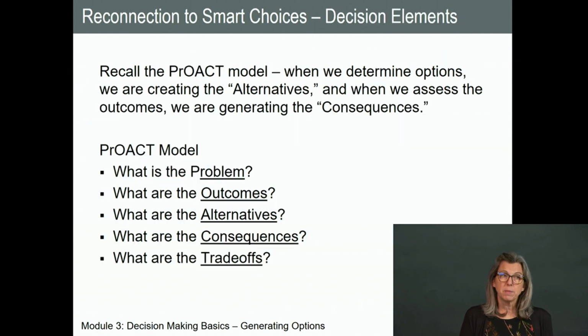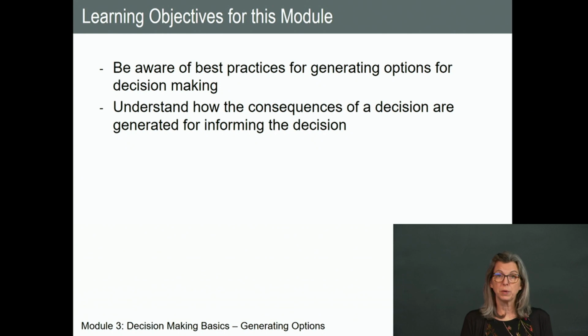Recall the PROACT model from the Smart Choices book. When we determine options, like we just talked about, we're generating these alternatives. And when we assess the outcomes, we're generating consequences. So we're working our way through the steps in this model in these two modules. Just to recap the learning objectives, you would be aware of the best practices for generating options in decision making, and also understand how the consequences of a decision are generated for informing the decision. Thanks.